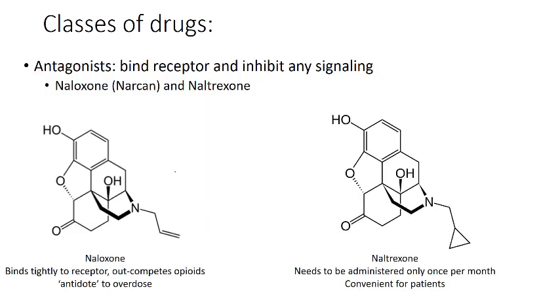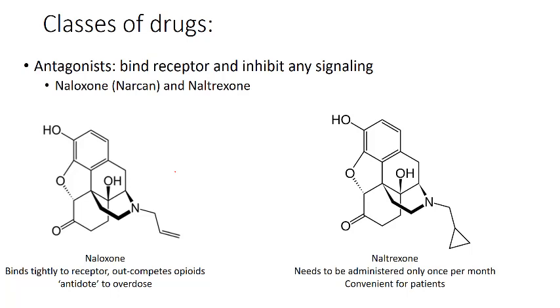The last class of molecules are antagonists, which bind to the receptor but inhibit any signaling. These molecules usually bind so tightly that they prevent other molecules from binding the receptor. Examples are naloxone or Narcan, which is administered to overdose patients. Naloxone binds so strongly that it outcompetes opioids that are already bound, making it an effective treatment for people with opioids already in their system.